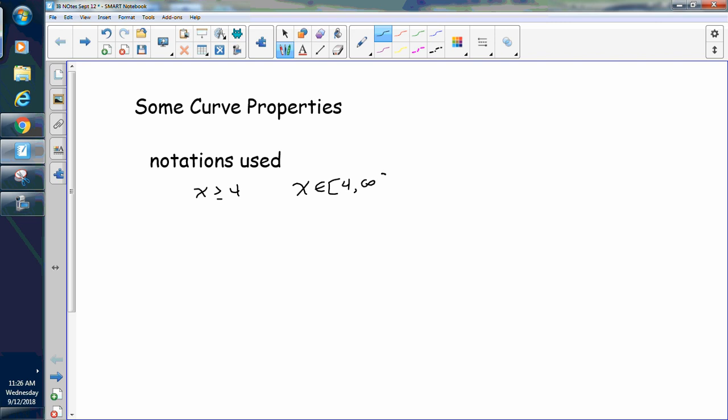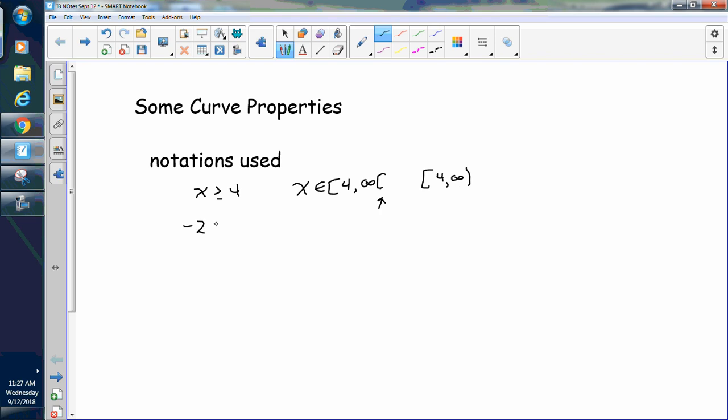This textbook uses brackets. A bracket that points in towards the number means the number is included, and a bracket pointing away from the number, such as this one here, means infinity is not included. We can't be bounded by infinity. We can also use this notation, which we use quite a bit more often in America. We use the parenthesis to emphasize an open-end part of an interval.